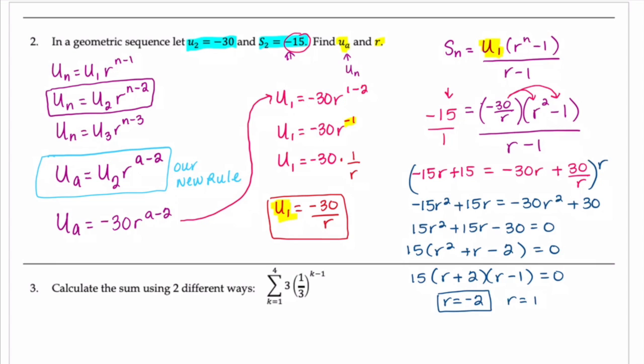Now let's just think about r being equal to 1. Is that even possible? If that was our common ratio, that means that our sequence would be exactly the same. There is no sequence at that point. So I am going to reject that possible answer, which means that r is equal to negative 2. And our u sub a is equal to our original rule. So let's try the next one.